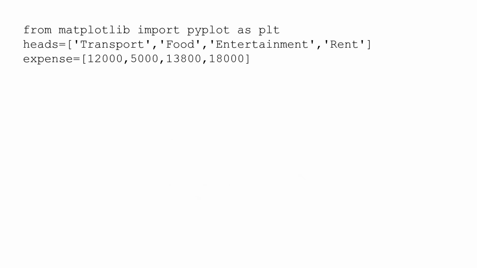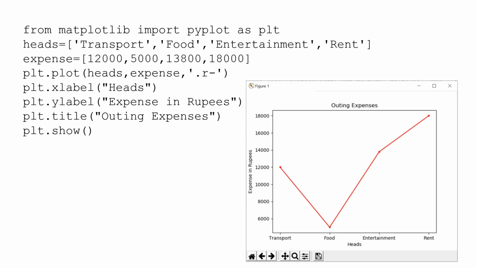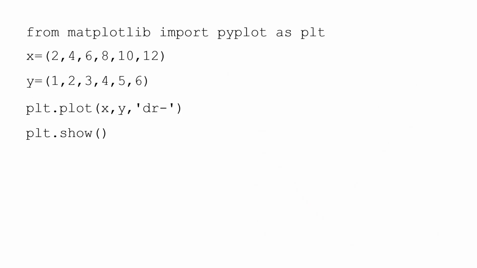After importing pyplot and defining the lists, we call the plot function with heads as the first argument and expense as the second argument. Then we define the labels and then we show the chart, and here is the output of the code. Notice the labels along the x-axis. Let me remind you that arguments to the plot function can also be tuples instead of lists. Let us see an example. Here x and y are tuples. This code will produce this output.